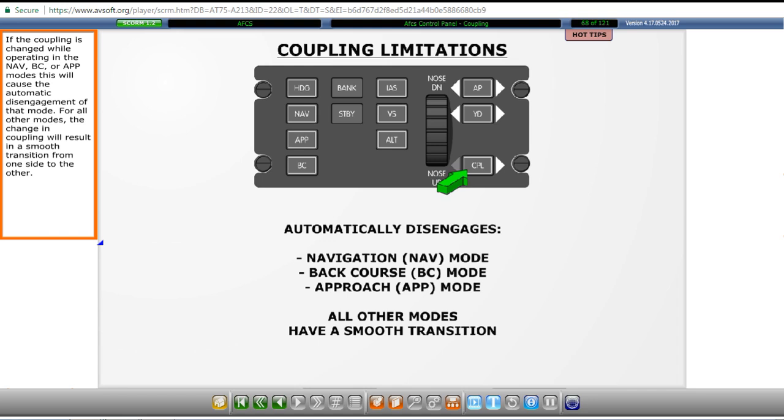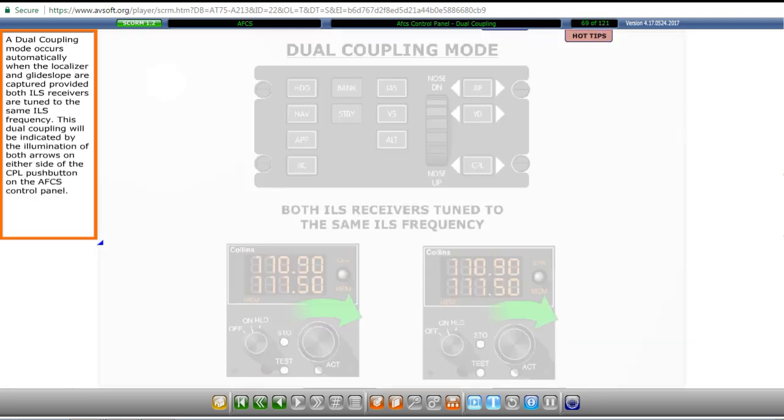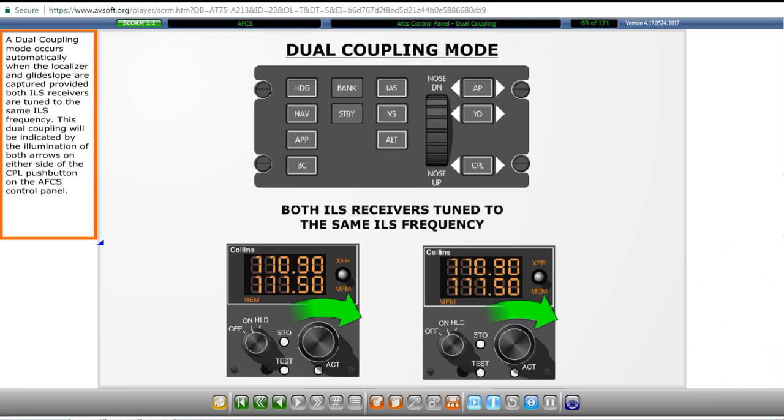If the coupling is changed while operating in the nav, back course, or approach modes, this will cause the automatic disengagement of that mode. For all other modes, the change in coupling will result in a smooth transition from one side to the other. A dual coupling mode occurs automatically when the localizer and glide slope are captured, provided both ILS receivers are tuned to the same ILS frequency. This dual coupling will be indicated by the illumination of both arrows on either side of the couple push button on the AFCS control panel.